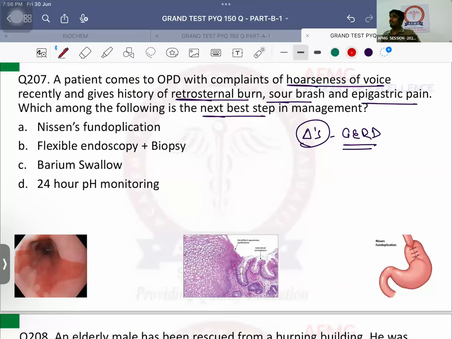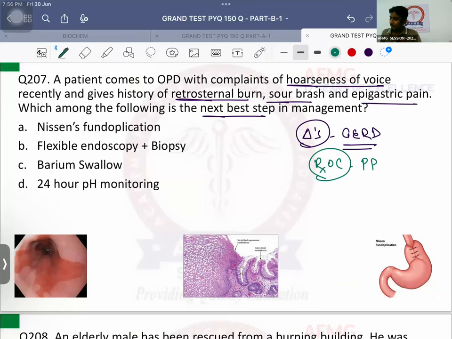Important is the patient will have, due to reflux, definitely retrosternal burn or retrosternal pain, chest pain, epigastric pain. Important is the acid can come into the larynx and cause damage to the vocal cords, leading to hoarseness of voice. It can come into the mouth causing that sour brash, or cause damage to the teeth leading to dental caries as well.